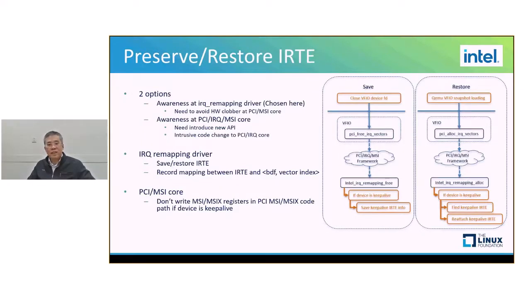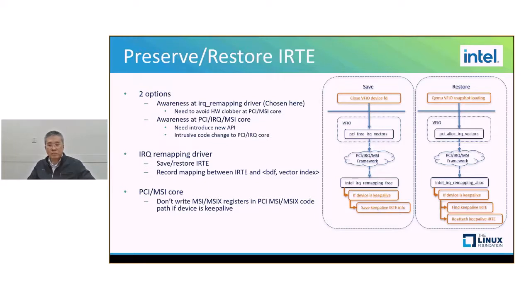And for IRTE, again, two options for preserving it. It is a long code path, as we mentioned, to set up or tear down an IRQ. It starts from VFIO driver, goes through the PCI core and the IRQ core layers, and finally it arrives at IRQ remapping driver. If we want to make the PCI core and IRQ core layer aware of the Keepalive saving and restoring, then we will need to introduce APIs and pretty much code changes into these two core kernel layers, which may be much intrusive to the two layers.